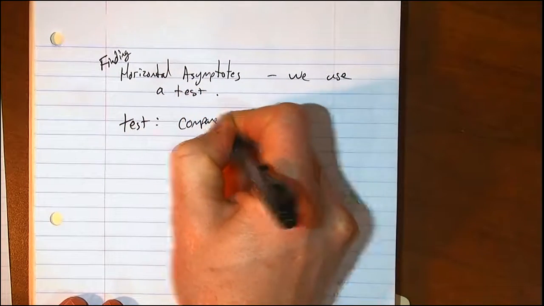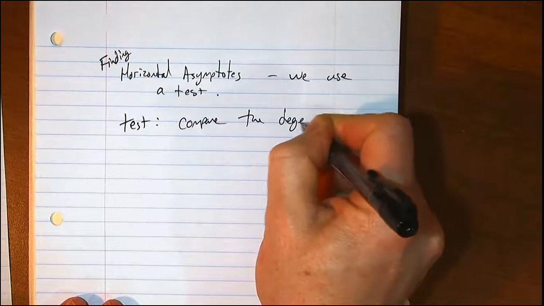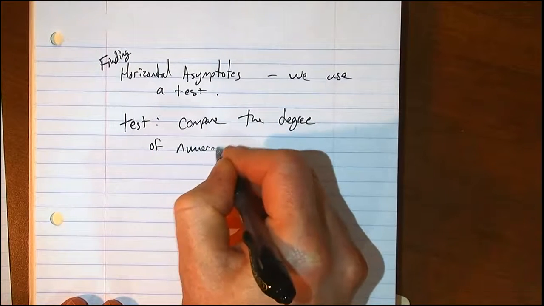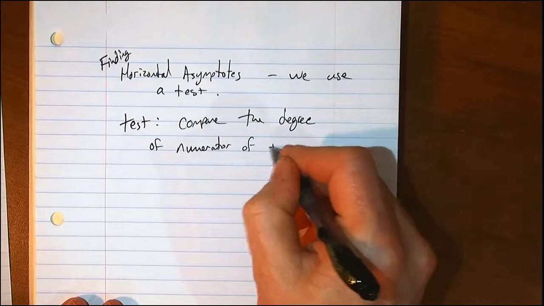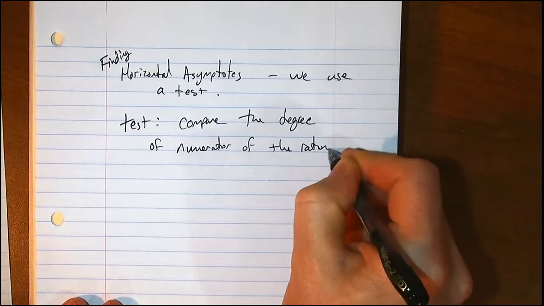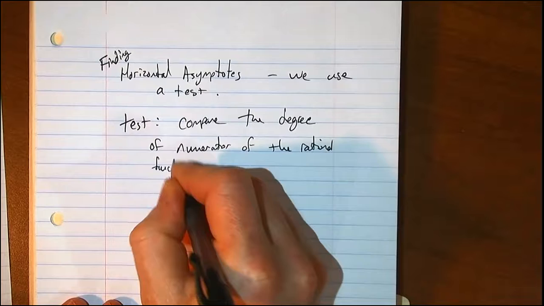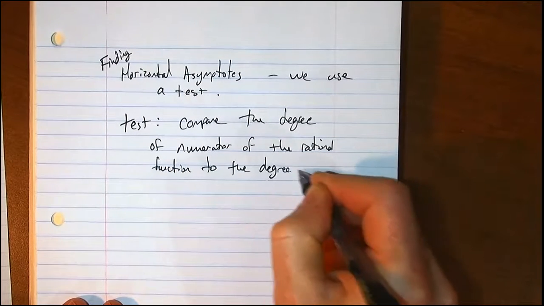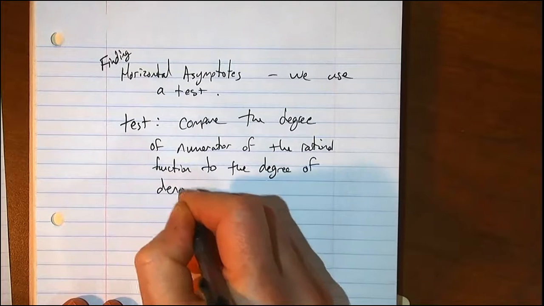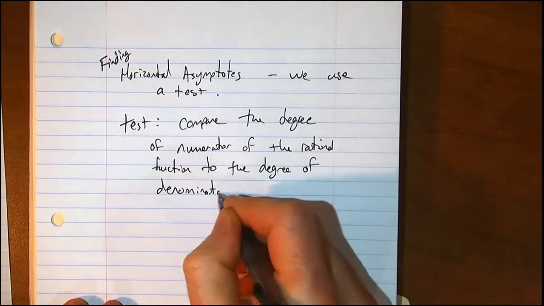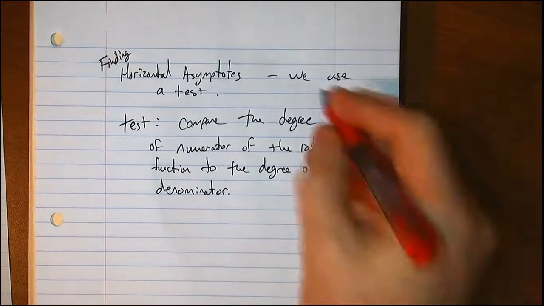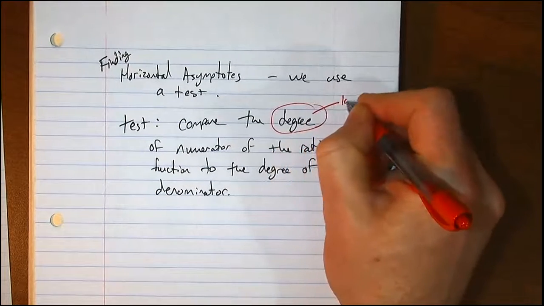Compare the degree of the numerator of the rational function to the degree of the denominator. And remember that word degree, what that word refers to is the largest exponent in our polynomial.